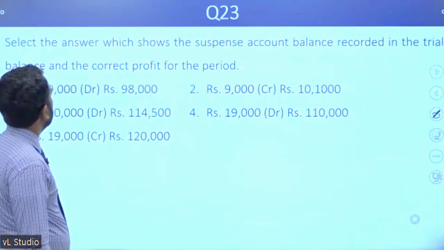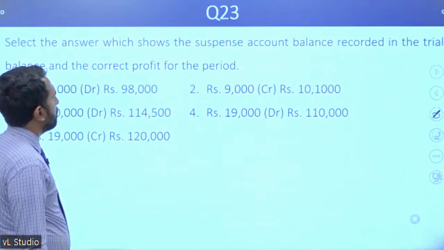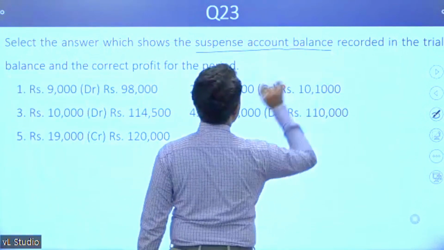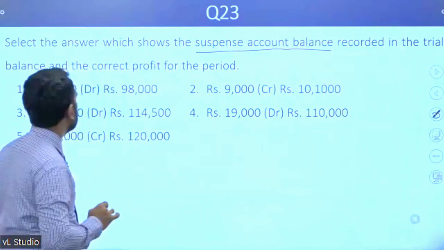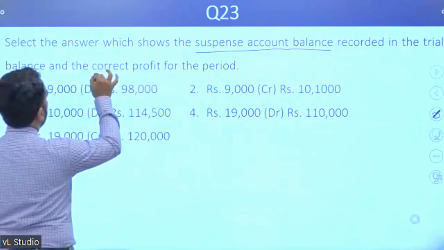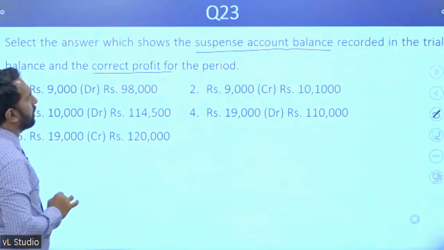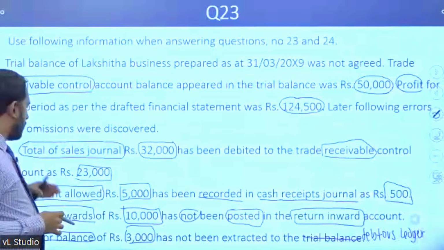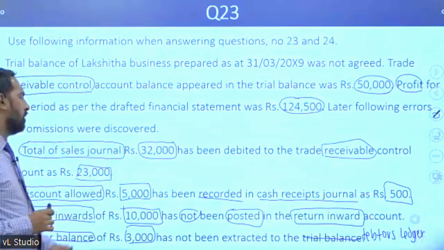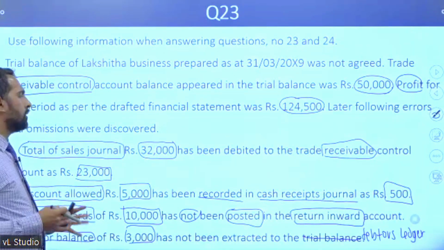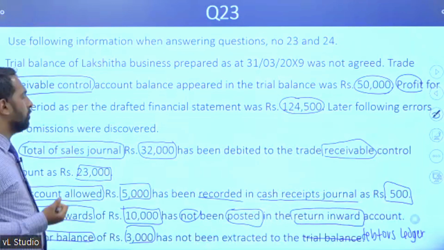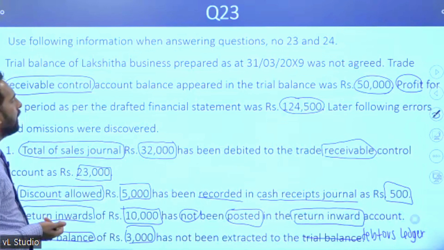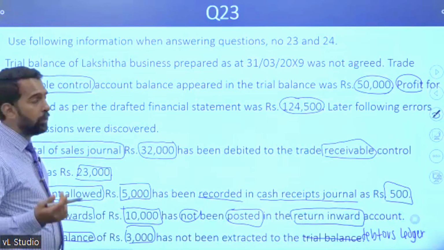Question number 23. Select the answer which shows the suspense account balance recorded in the trial balance and the correct profit for the period. So there are 4 errors and omissions. You need to find the suspense account balance and the corrected profit. So we have to take one by one separately. What is the double entry that could have been passed?